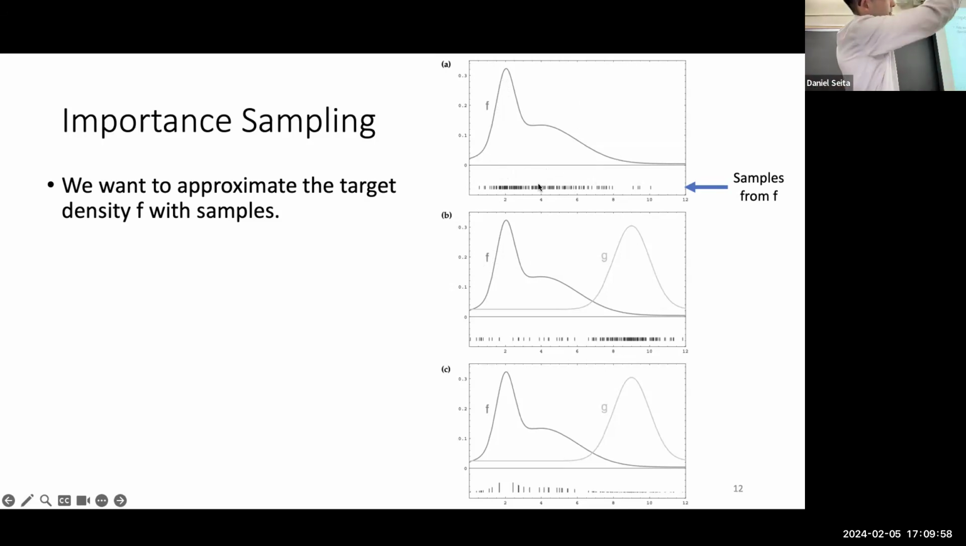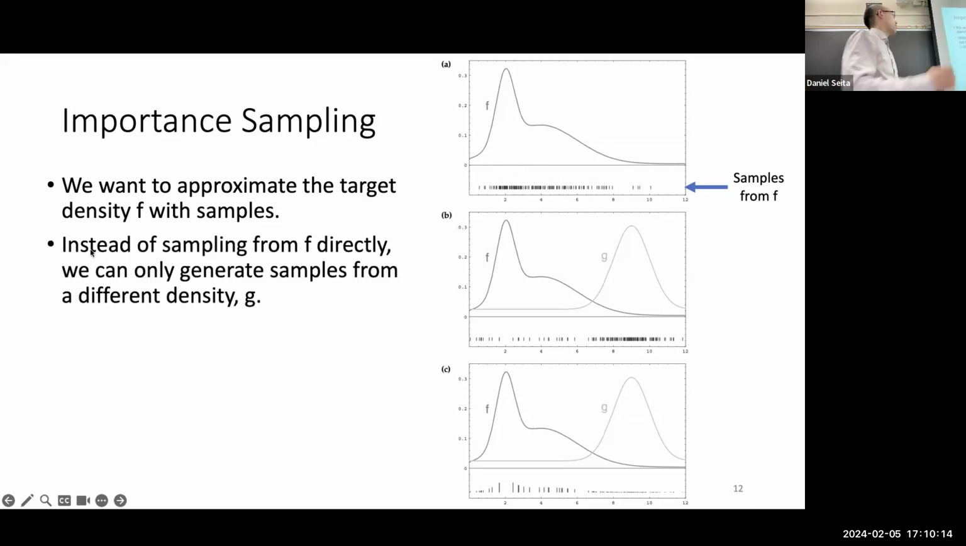So that's what those vertical lines mean, but in practice, of course, f is very difficult to sample from. This is the thing that we would like to get, but we don't actually have. So instead of sampling from f directly, we can actually only sample from g. Everyone see why there's more vertical lines here? Yeah, because g is higher there.